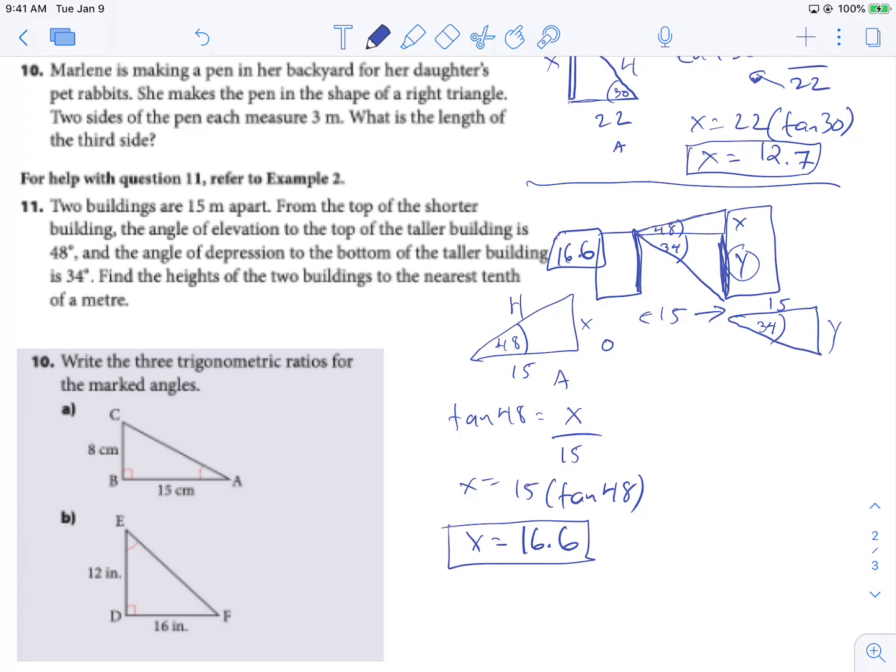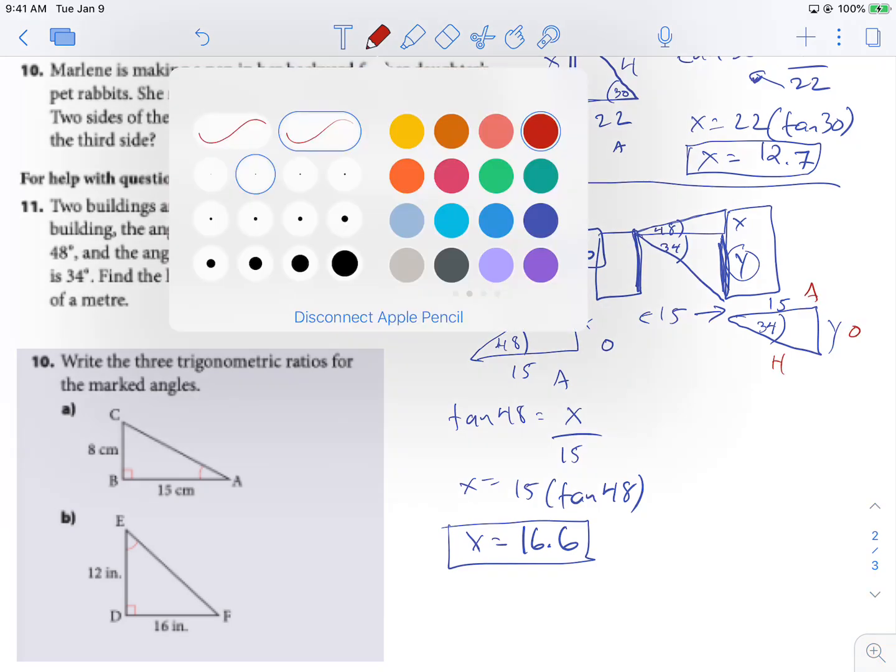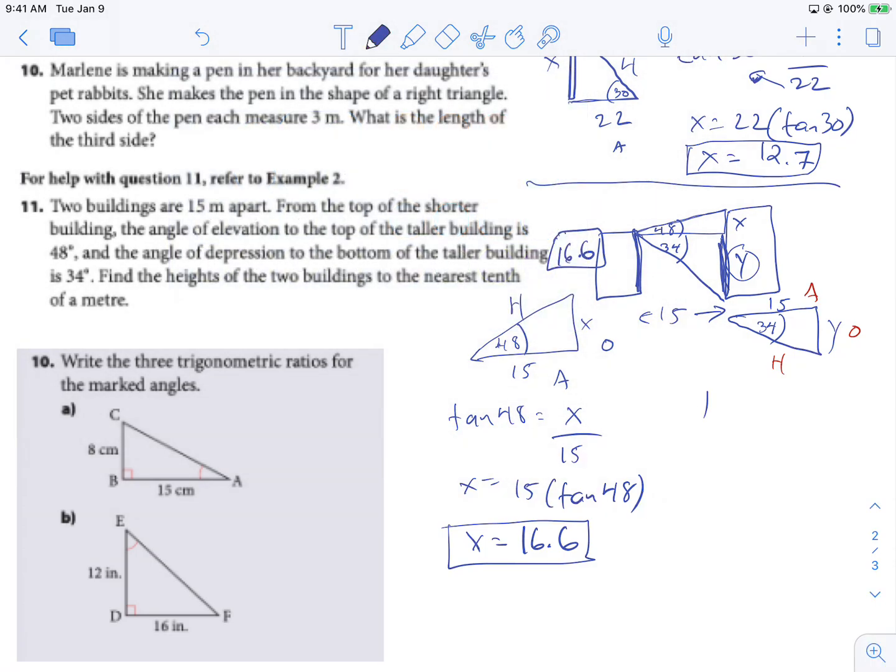Okay? So let's label our triangle, and I'll label it in red. Here's our opposite, here's our adjacent, here's our hypotenuse. And we have tan 34 equals our opposite, which is y, divided by our adjacent, which is 15. Do the exact same thing, and we get y equals 15 times tan 34. And when we go ahead and do that, 15 times tan 34, y is 10.11.